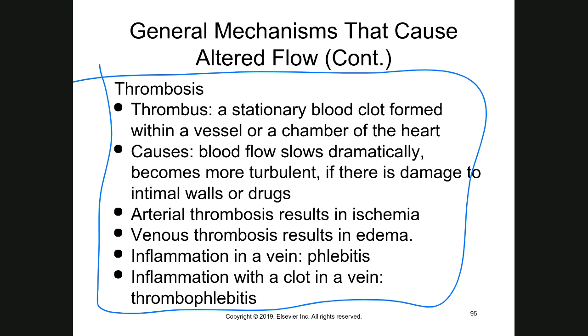Meaning, you need to know the causes of thrombosis. You need to know what a thrombus is. You need to know that arterial thrombosis results in ischemia, that venous thrombosis results in edema, and that inflammation in the veins is phlebitis, and inflammation with a clot in a vein is thrombophlebitis. Careful with that. It's very important that you remember all this because there is a multiple choice on thrombosis. And basically, continue with the next one.